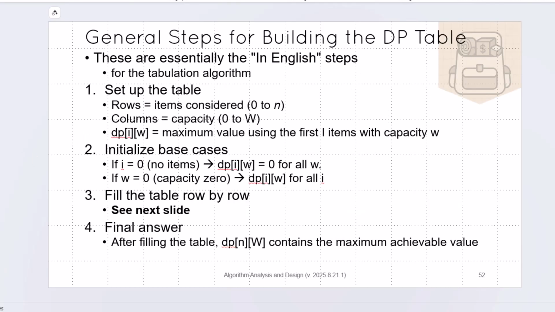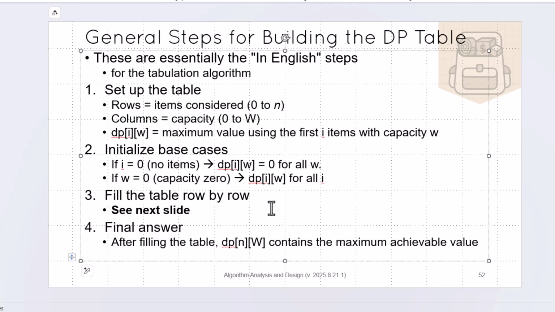All right, so the general steps for building the DP table are essentially the in-English steps for the tabulation algorithm. You set up the table. The rows equal the items considered, 0 to n. Columns are the capacity, 0 to w. DP[i][w] equals the maximum value using the first i items with capacity w. Initialize the base cases. If i is 0, meaning no items, we set DP[i][w] equal to 0 for all the weights. If w equals 0, capacity 0, DP[i][w] is 0 for all i.